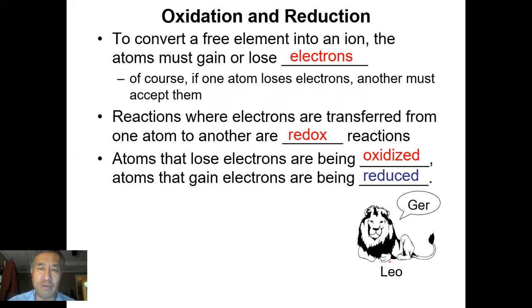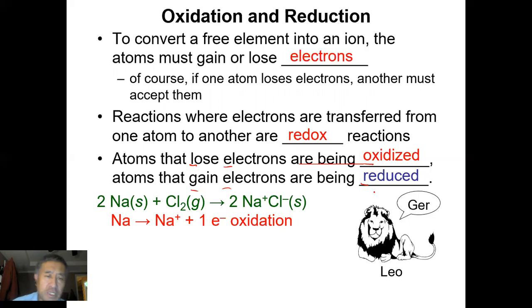Lose electron, oxidized, so that's LEO. Gain electron, reduced, so that's GER. In this reaction, we have two Na solid plus Cl2 gas produce two NaCl. So Na has been oxidized and Cl is being reduced.